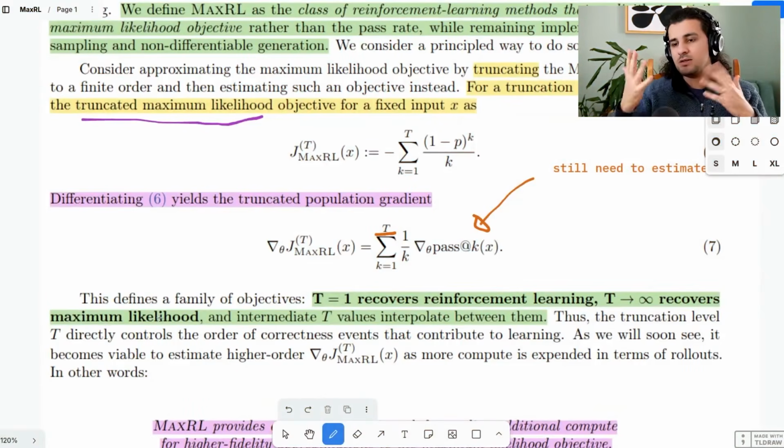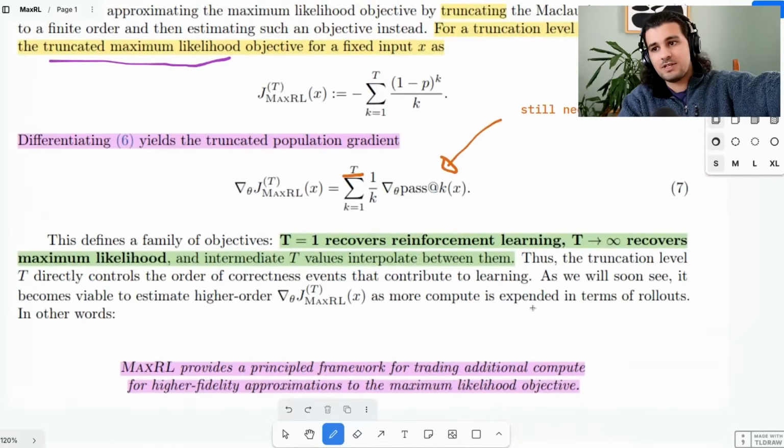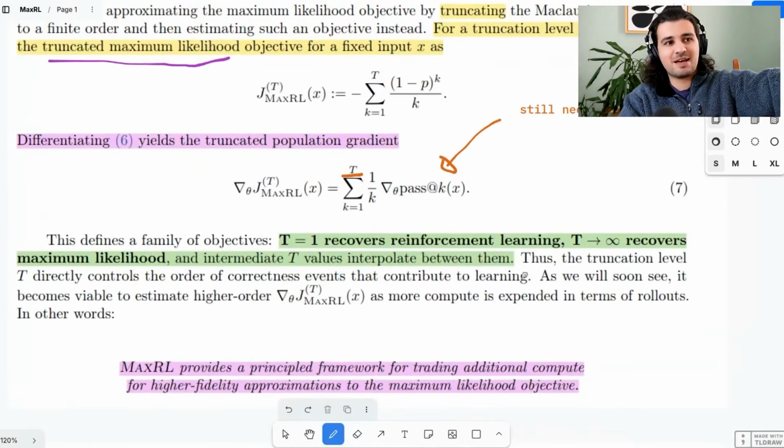And in between, you get something that has good properties and will scale with the compute that you have, right? So MaxRL provides a principled framework for trading additional compute for higher fidelity approximation to the maximum likelihood objective. So that's roughly the idea. This is MaxRL, right?